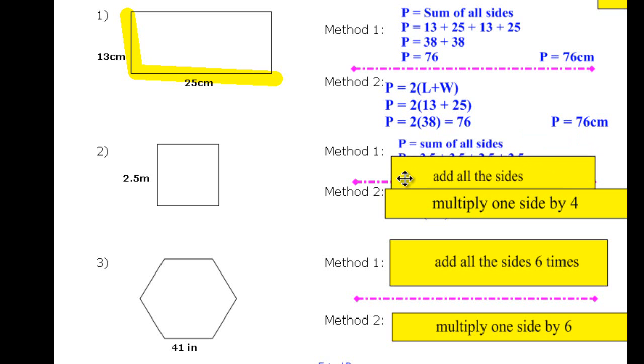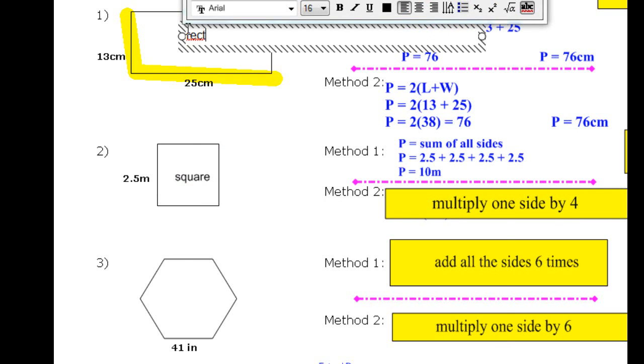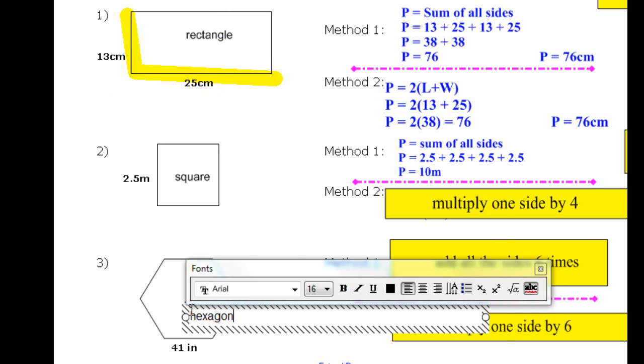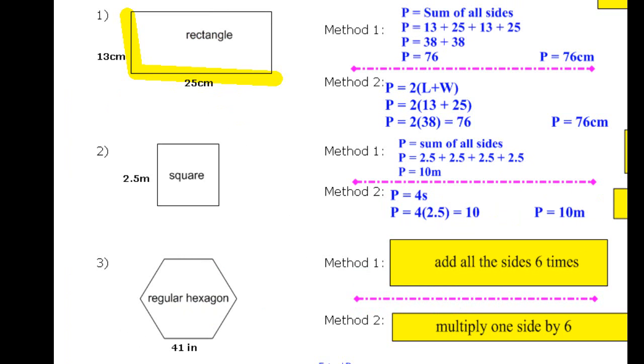The first method is perimeter is the sum of all sides, so I'm going to add 2.5 four times to get 10. The second method is to multiply that one side, since it's a square, we're assuming it's a square. In this one they had a rectangle, because we didn't know that either. Now we know, and this one we'll put in here is a regular hexagon, and that should help our work. We don't have to assume anything then. So we can multiply one side by 4, and that's going to give us the same answer.